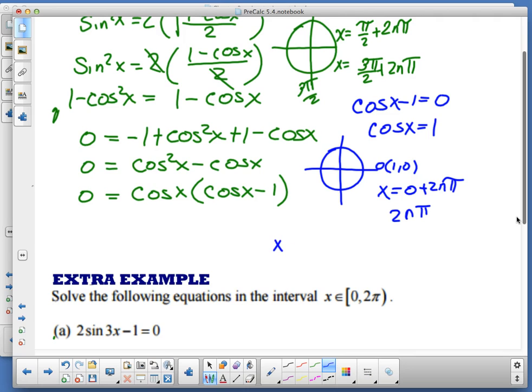So my answers here are kind of set. X is equal to my solution set of pi over 2 plus 2n pi, 3 pi over 2 plus 2n pi, and 2n pi. Okay, so that's my solution in this particular interval.